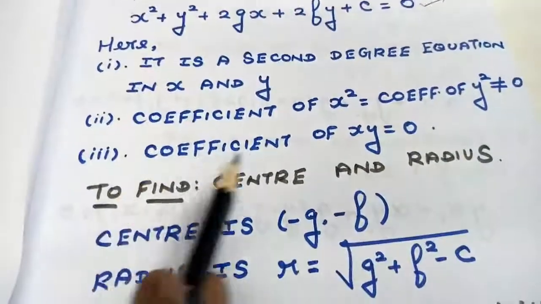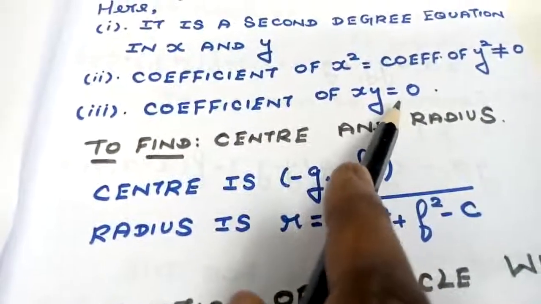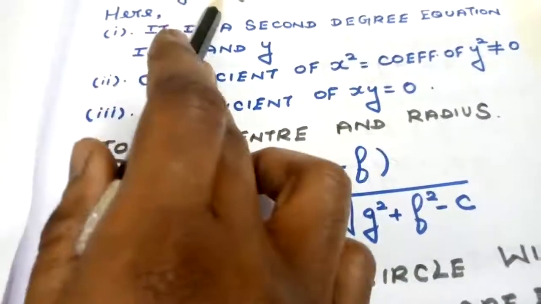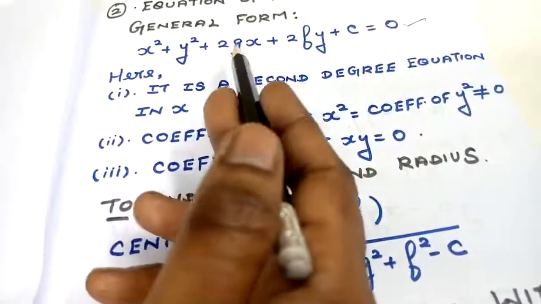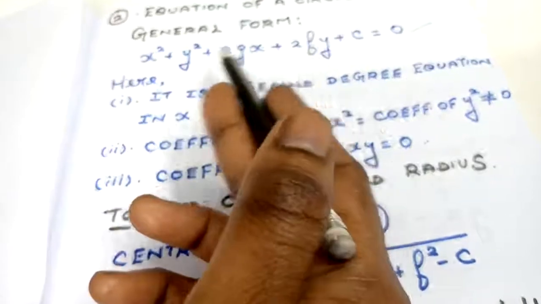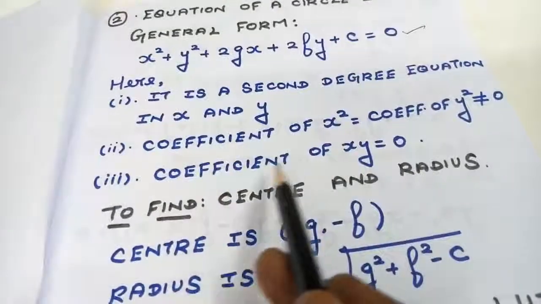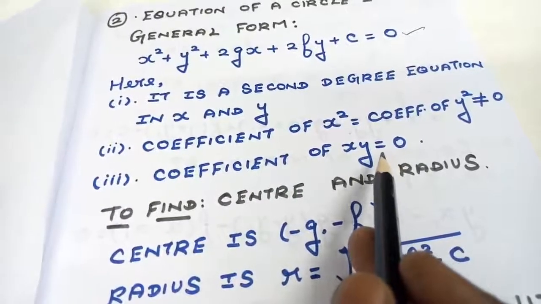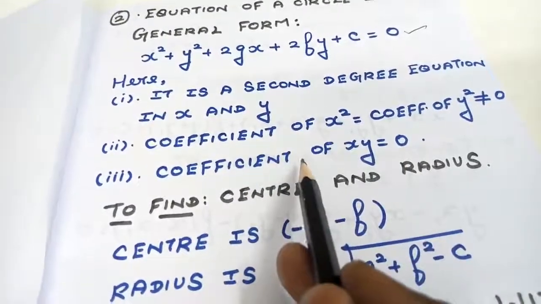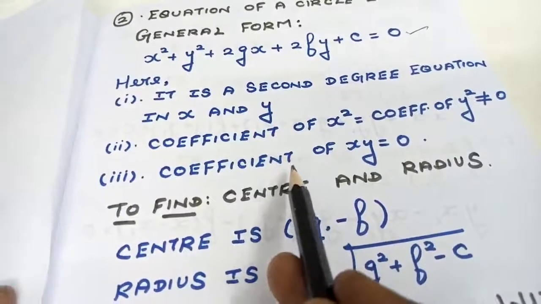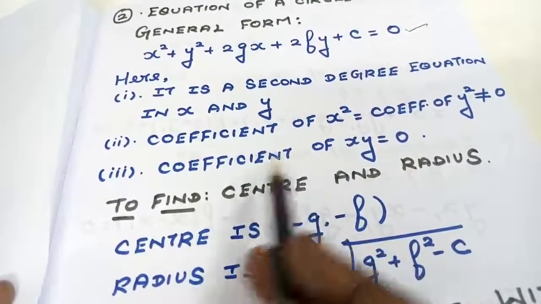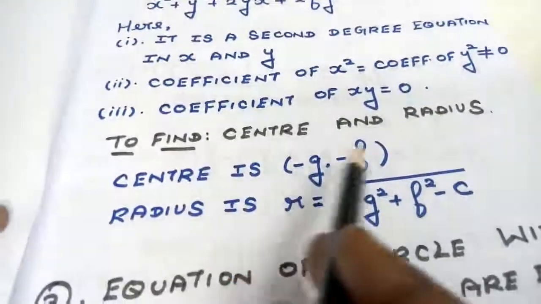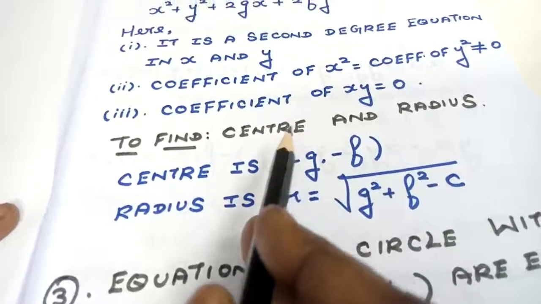And third one is coefficient of xy equal to 0. Here you are not going to have x and y, that is you will not have xy concept here. That is the thing they are telling here, coefficient of xy equal to 0, and these particular conditions you are going to apply in exercise 5.1 last sum, students. And also they are asking you to find the center and radius for this particular general form.